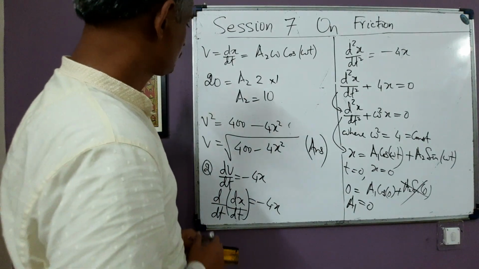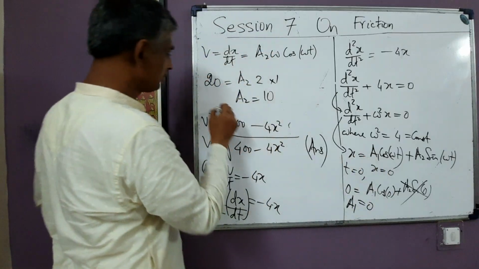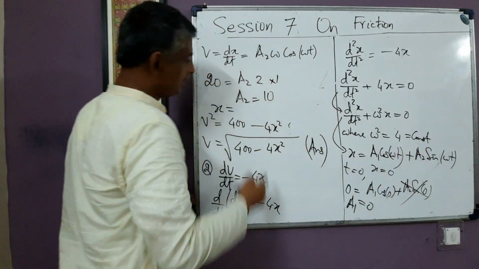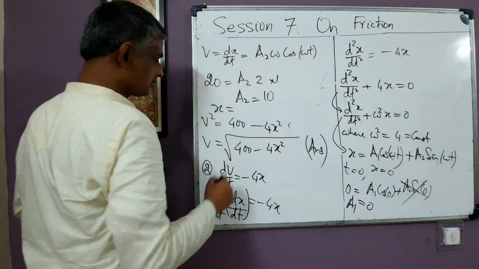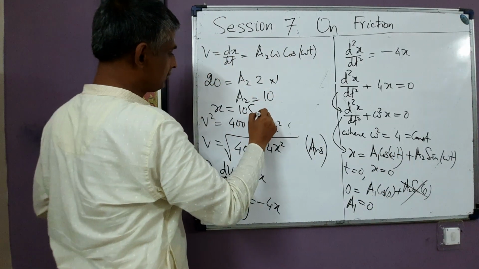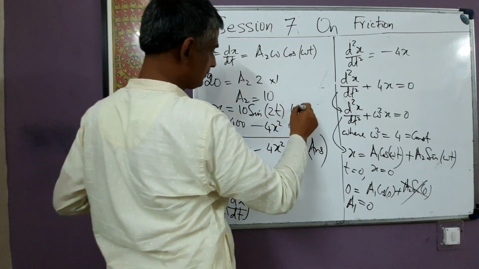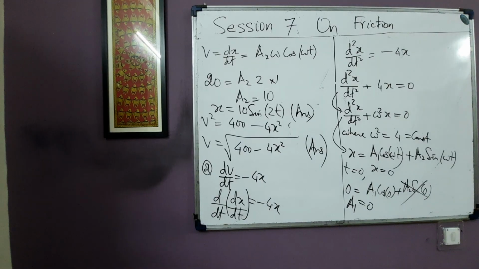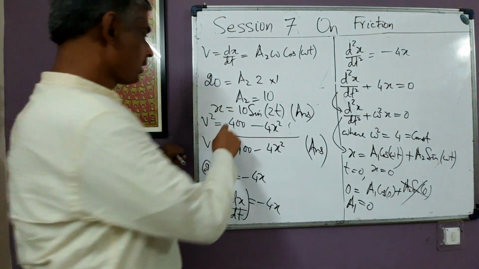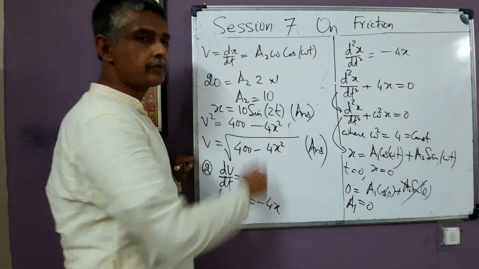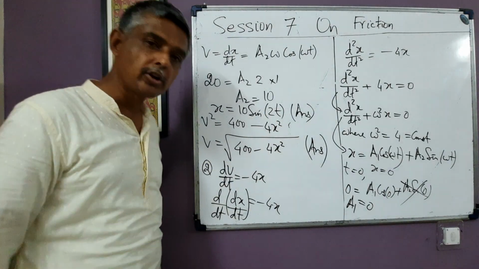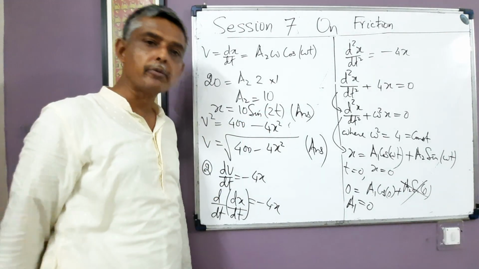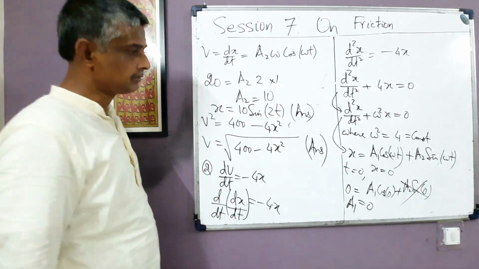So the general solution becomes x equal to a1 cos omega t plus a2 sin omega t. a1 is 0, this term goes away. a2 is equal to 10. This becomes 10 sin 2t. This is the required answer. So x equal to 10 sin 2t. This is x as a function of time. This answer also has been hopefully obtained. I hope it is clear.